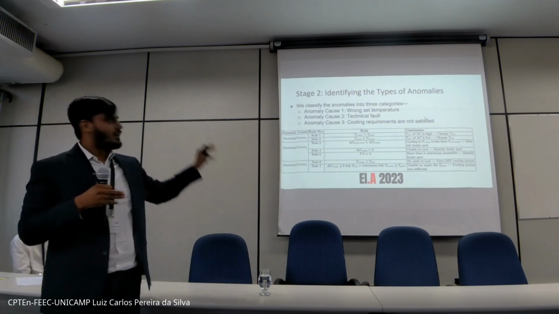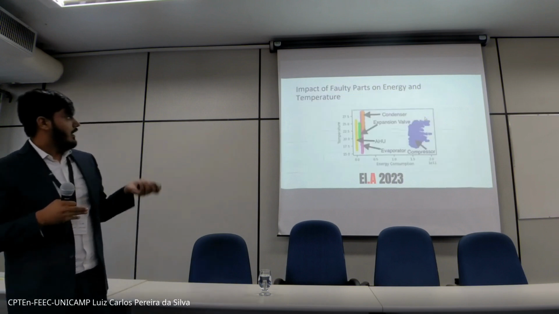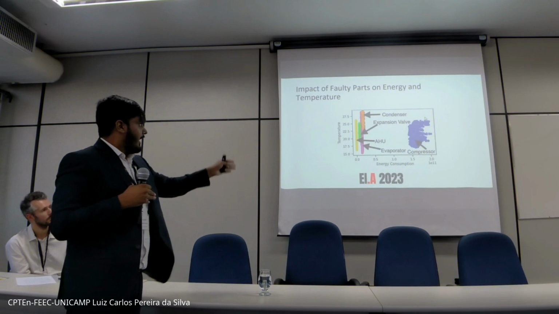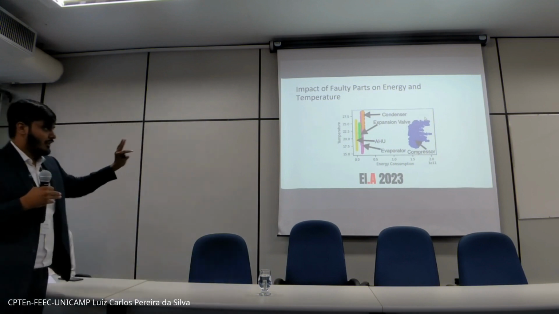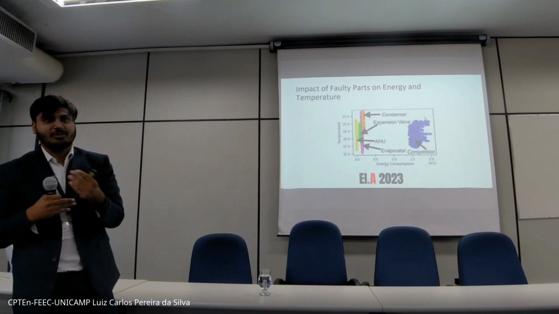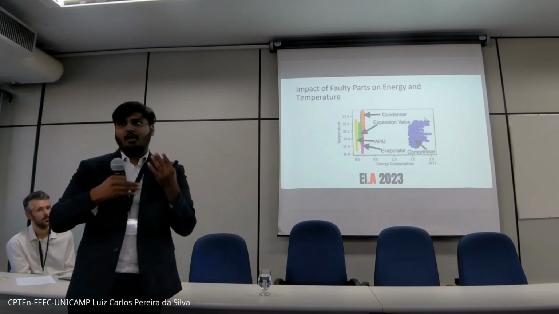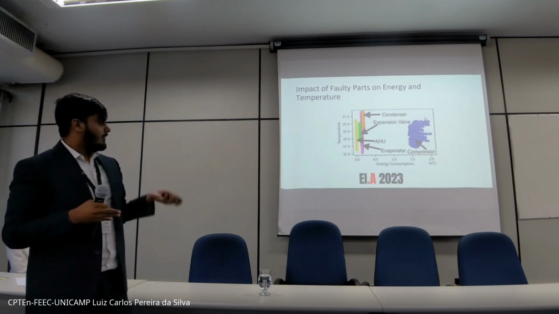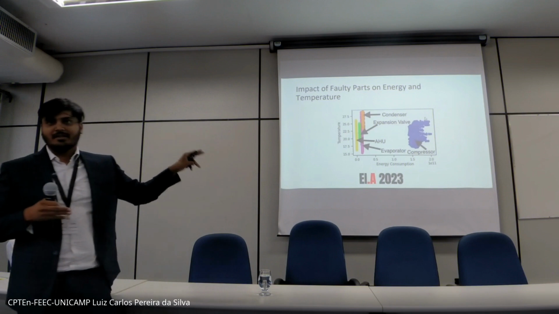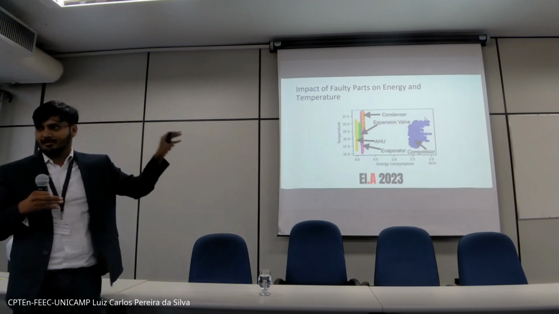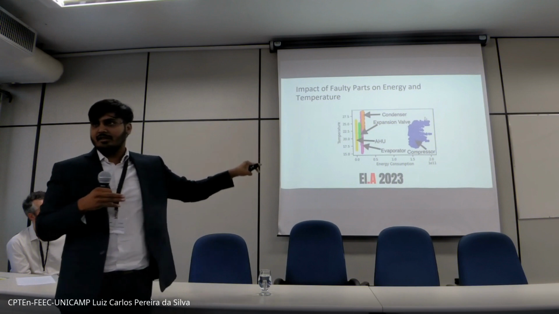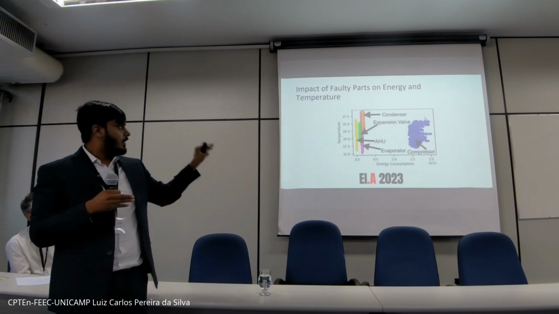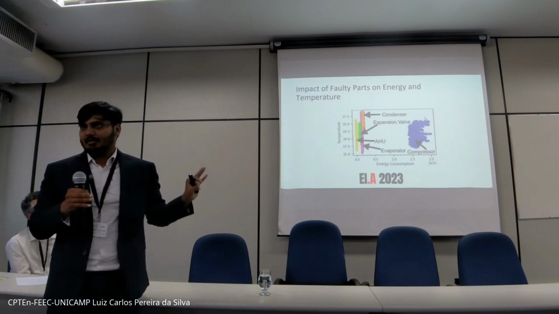And once it identifies that there exists an anomaly cause 2, which is a technical anomaly, then we want to identify which particular part of the cooling system is faulty. For that, we evaluated the impact on energy consumption and temperature, and how they correlate with each other. We observed that yes, there is a possibility that we can identify this, because we were able to cluster the anomalies for each component using a DBSCAN methodology.